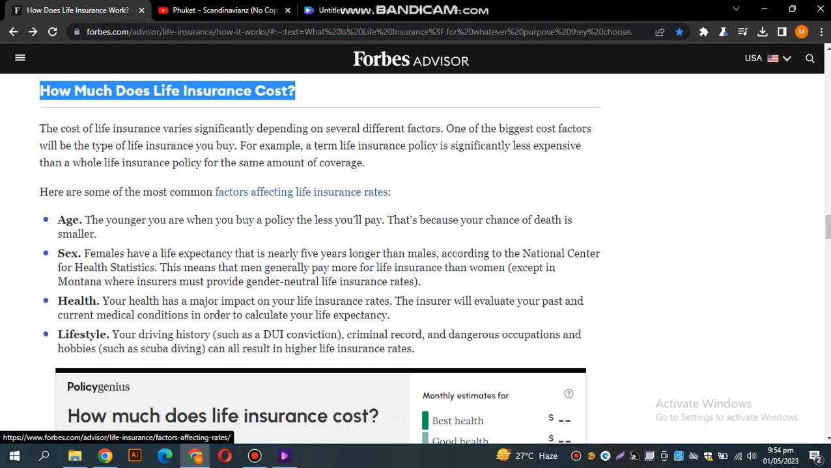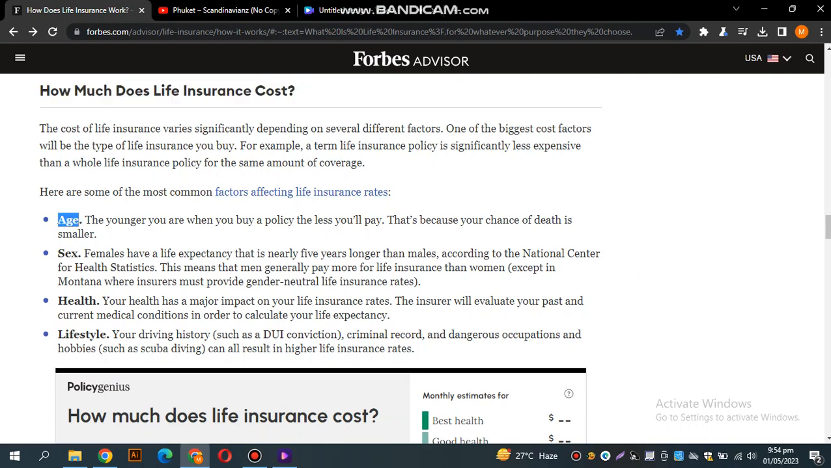Number 1, age. The younger you are when you buy a policy, the less you'll pay. That's because your chance of death is smaller. Number 2, sex. Females have a life expectancy that is nearly 5 years longer than males, according to the National Center for Health Statistics. This means that men generally pay more for life insurance than women, except in Montana where insurers must provide gender-neutral life insurance rates.